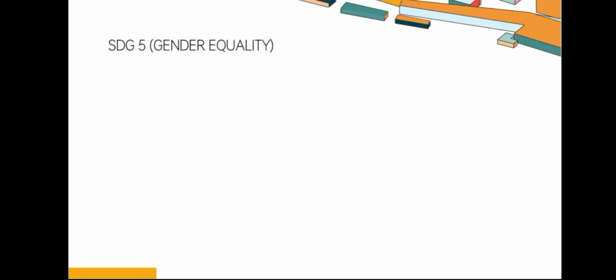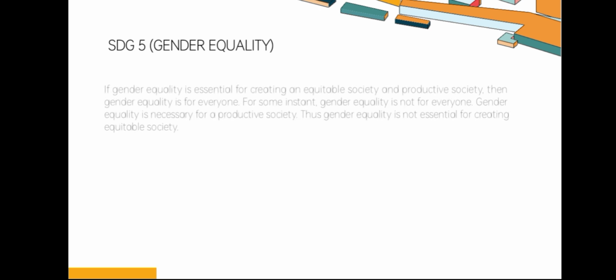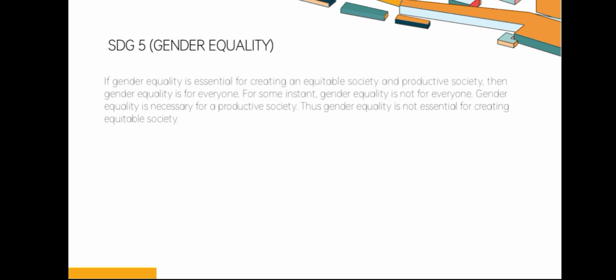Okay, let's proceed to the last SDG, which is SDG 5. It's about gender equality. Here is the argument. If gender equality is essential for creating an equitable and productive society, then gender equality is for everyone. For some instance, gender equality is not for everyone. Gender equality is necessary for a productive society. Thus, gender equality is not essential for creating an equitable society.